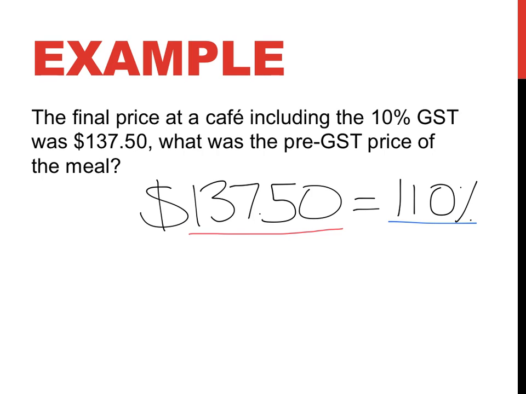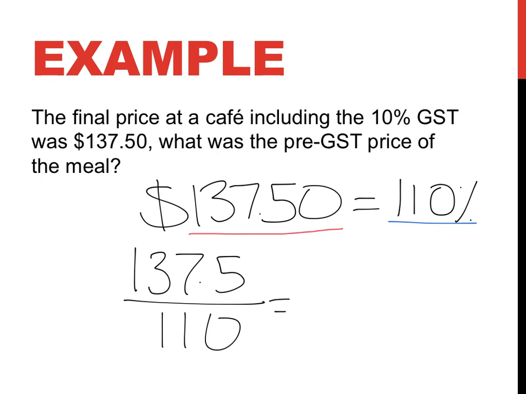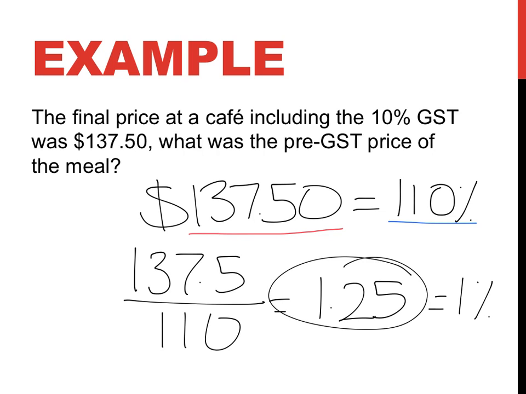I go back and find 1%. Finding 1% is called the unitary method, and it's so much easier. So if 137.50 is 110%, I go 137.50 divided by 110. That gives me an answer of 1.25. So that's what 1% is. 1.25 equals 1%. To find out 100% of the cost, or the cost before GST, I take that 1.25 and I times it by 100 and I get an answer of 125.